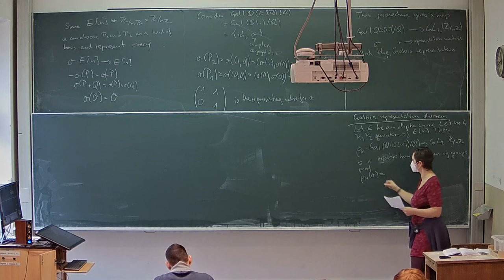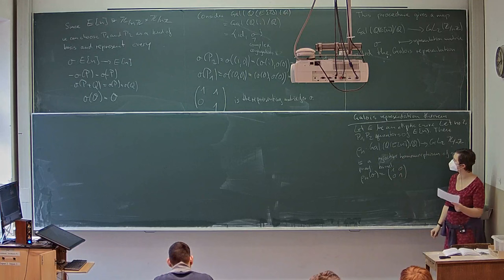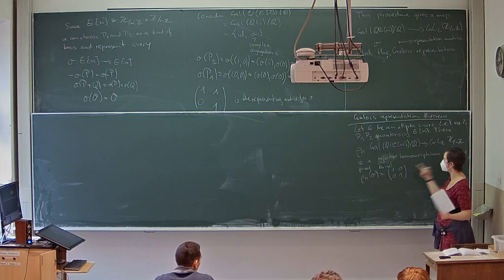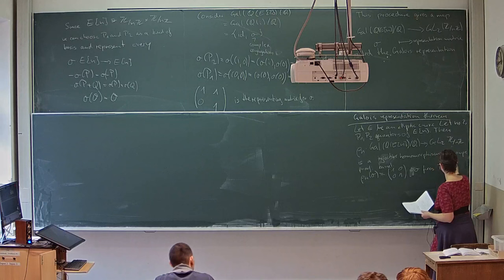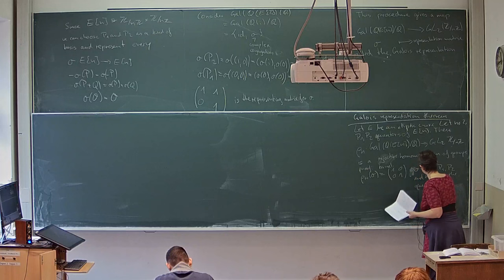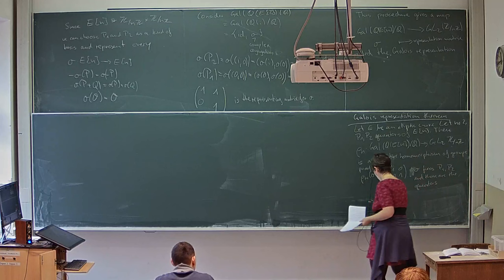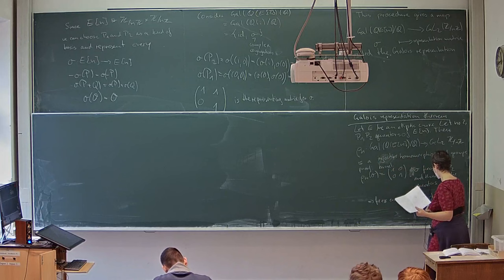since we can look at what the kernel is. Kernel means something gets mapped to the unit matrix. But what does that mean? That means it fixes the generators. So it fixes everything. And what fixes everything is only the identity.